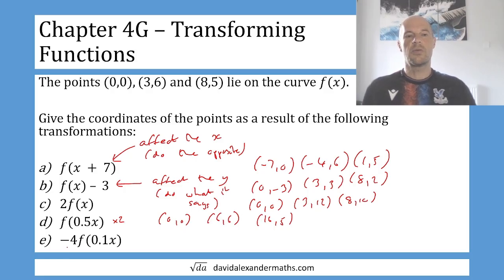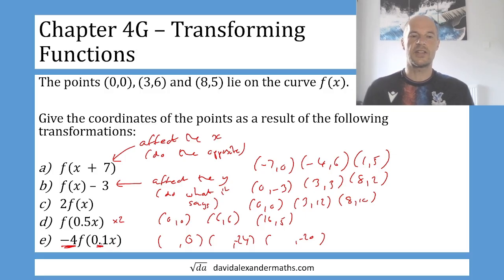So in this final example, we've got two transformations. This one outside will affect the y values, and we're going to do exactly what it says. So we're going to multiply all of the y values by negative 4. So 0 times negative 4 is 0, 6 times negative 4 is negative 24, and 5 times negative 4 is negative 20.